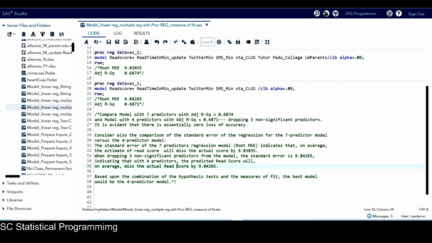Based upon the combination of the hypothesis tests and the measure of fit, we can see the best model would be the 4 predictor model.